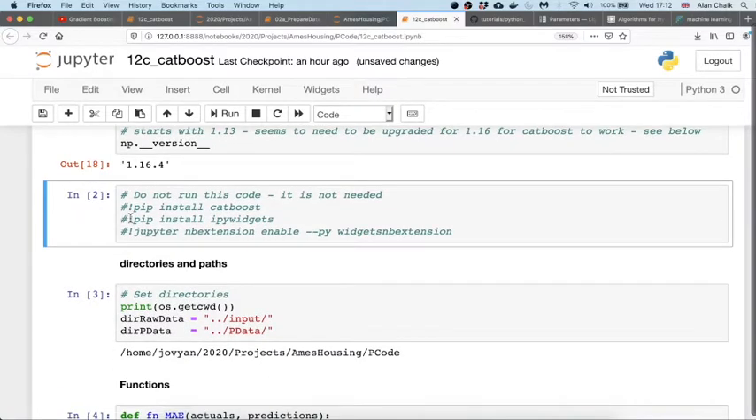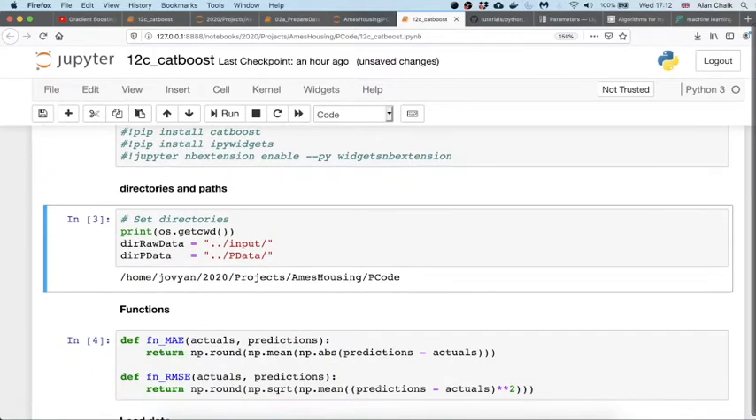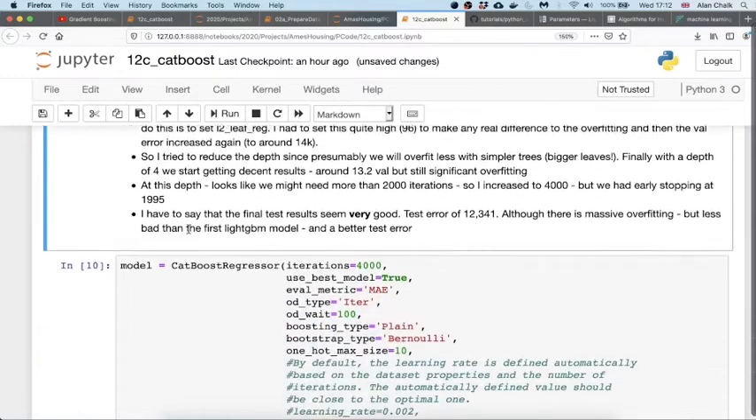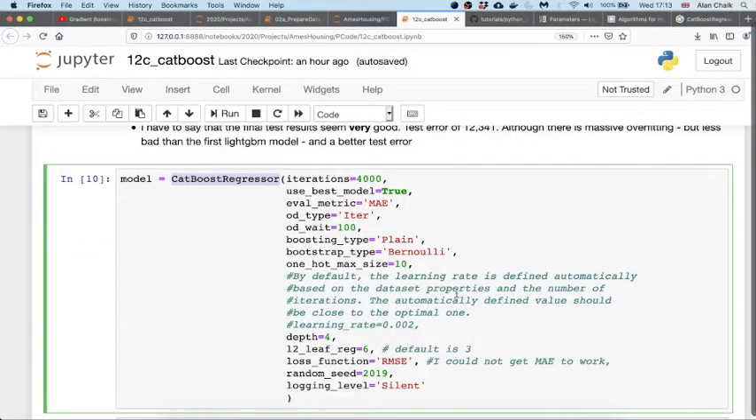You can post a note on Moodle, and if I have a chance I'll see what I can do, or you can just stick to XGBoost or LightGBM. I've written quite a few notes in here which you're welcome to read as to how I ended up with my final parameters. Once again, there's various parameters which you need to get familiar with if you want to use the Catboost regressor. Some of them should be very familiar.